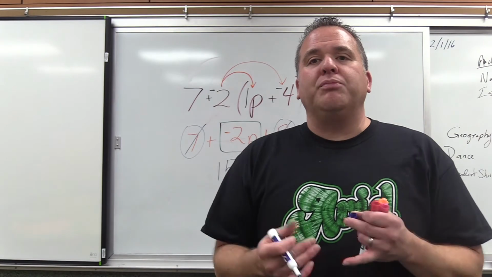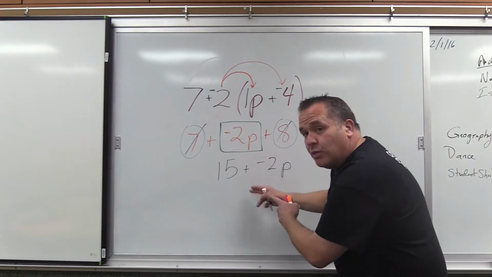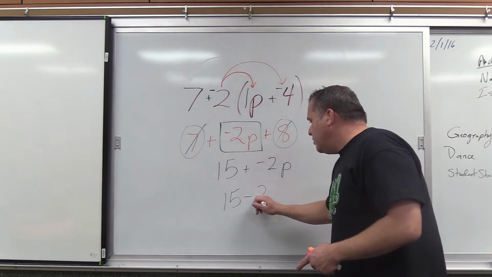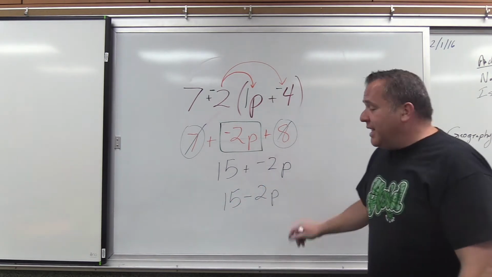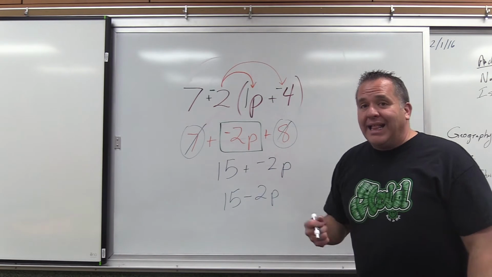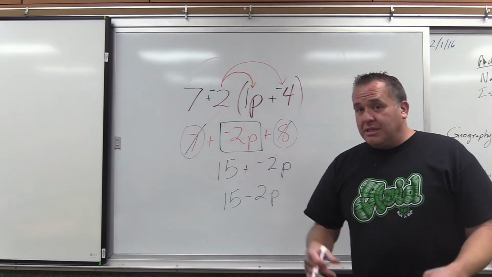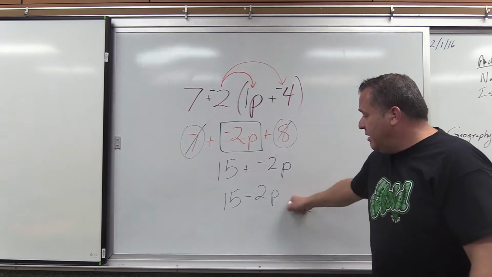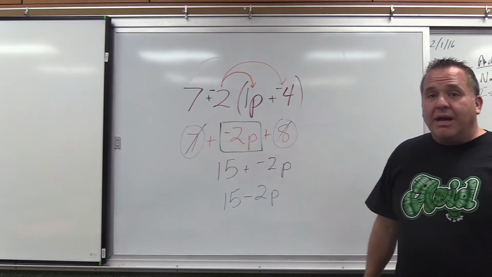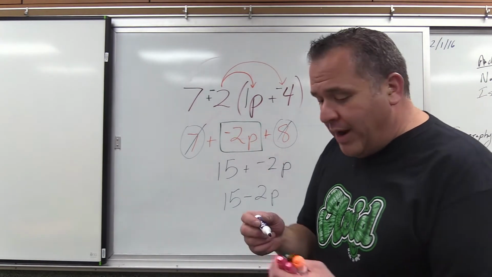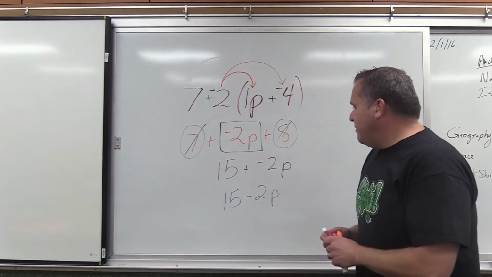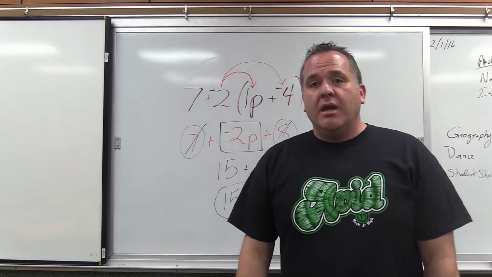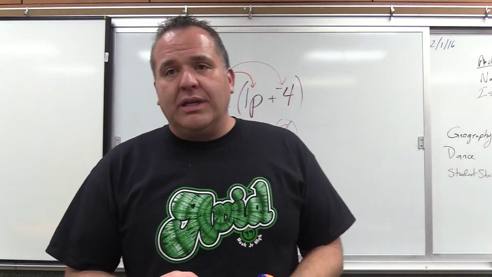Now, I told you this before, but I'm going to say it again. If you're taking a multiple choice test, this answer will not be there. It's going to be 15 minus 2p. Understand, these two answers are exactly the same. They mean the same thing, they have the same value. But on a multiple choice test, that's going to be the answer, 15 minus 2p. So understand that. All right, so anyways, this right here, that's our answer.